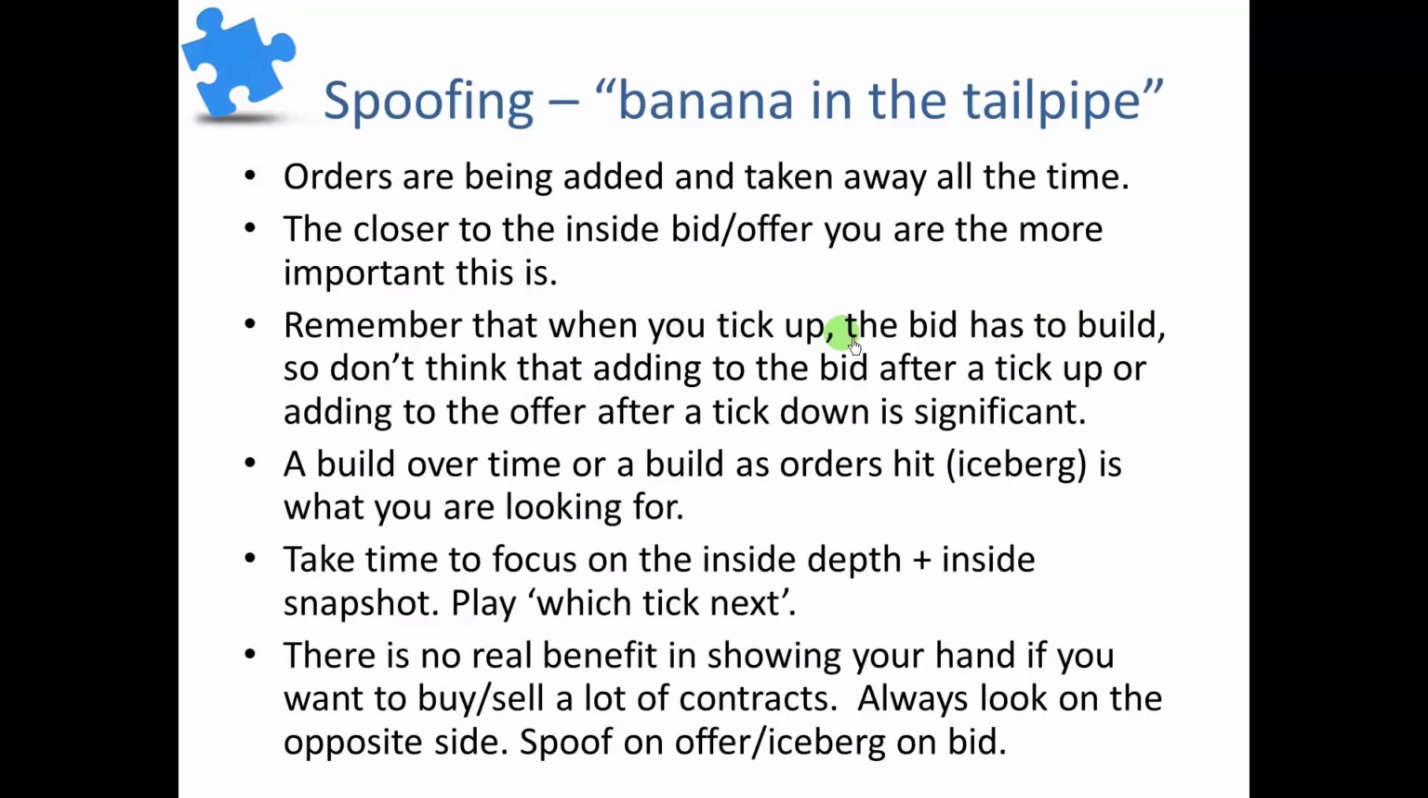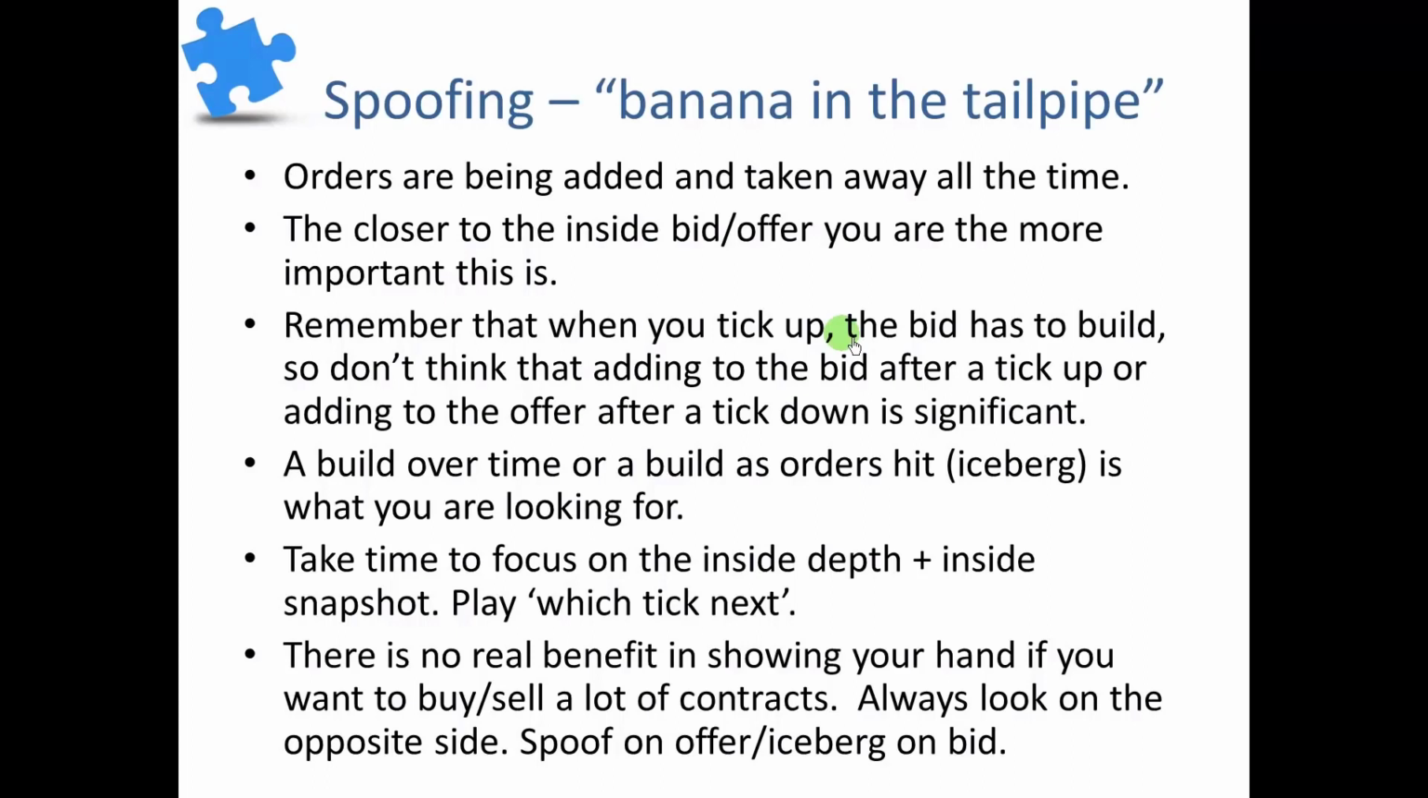Now, spoofing happens all of the time, and certainly it's not as important as what is actually executing at each level. Okay, so orders are always being added and pulled. So when you tick up, remember the liquidity vacuum, the bid has to build at that new level. So you're ticking up into an area where there's no bids. So don't think that that initial building of the bid is significant. Okay, don't think, wow, they're all adding to the bid, I'm going to go long.